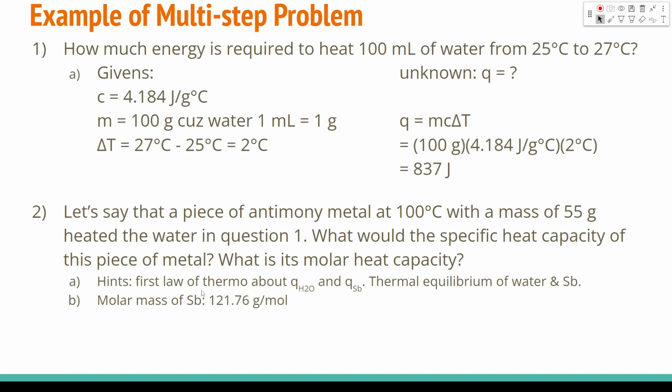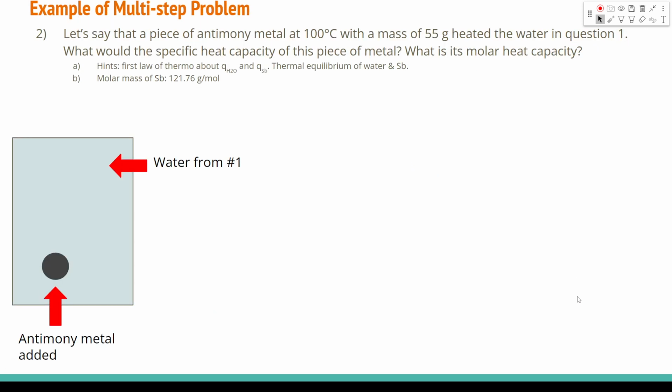So a couple hints. First law of thermo: if we have the heat of the water, then we can get the heat of the antimony. Because remember, thermal equilibrium, they're both touching each other, and so I can relate those two things together. I also have the molar mass, just to save you time so you didn't have to find it on your PT. And so here's a drawing, because some people are more visual, right?